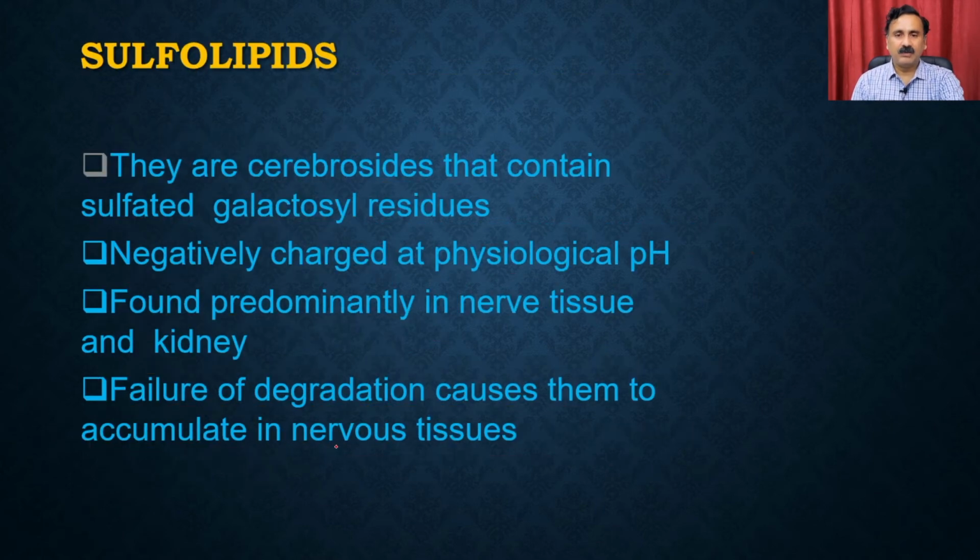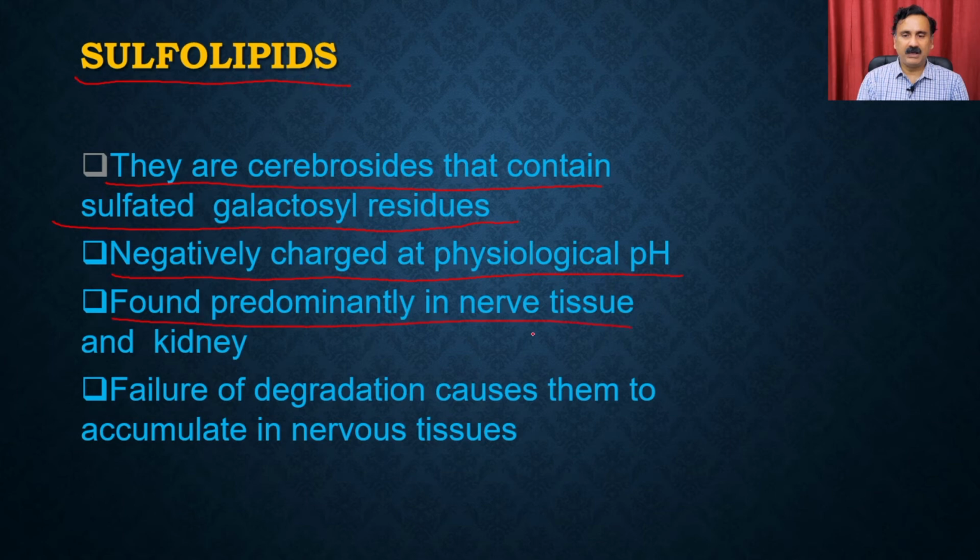Then we'll talk about the sulfolipids. Sulfolipids are another compound lipid. They are cerebrosides that contain sulfated galactosyl residues. They are negatively charged at physiological pH, and they are found predominantly in the nerve tissues and the kidney. The failure of their degradation causes them to accumulate in the nerve tissues.